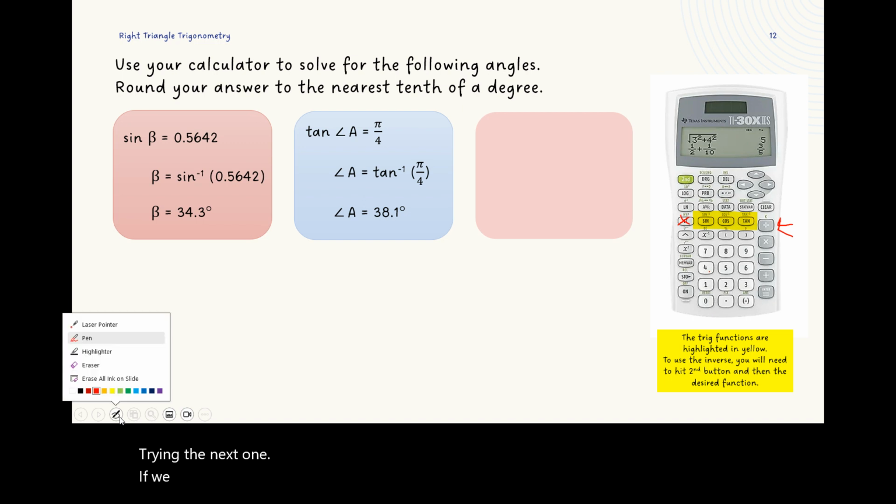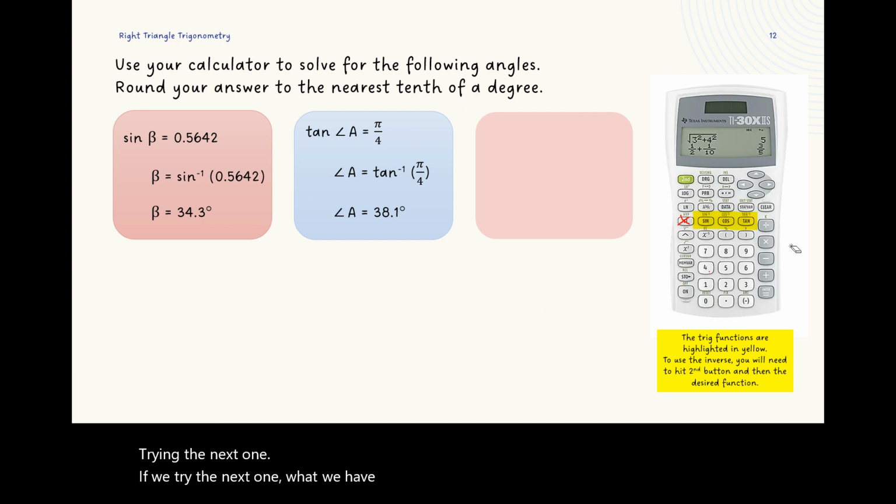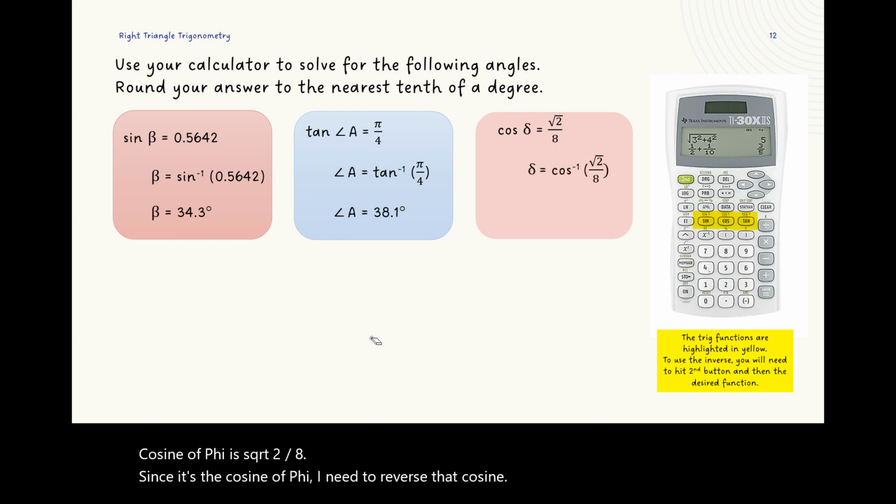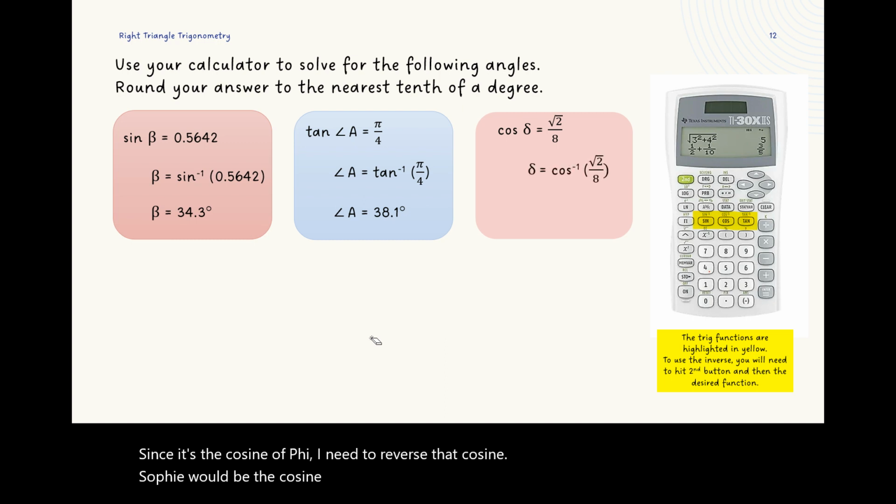If we try the next one, what we have is, let me erase these. Cosine of phi is the square root of 2 over 8. Since it's the cosine of phi, I need to reverse that cosine. So phi would be the cosine inverse of the square root of 2 over 8.